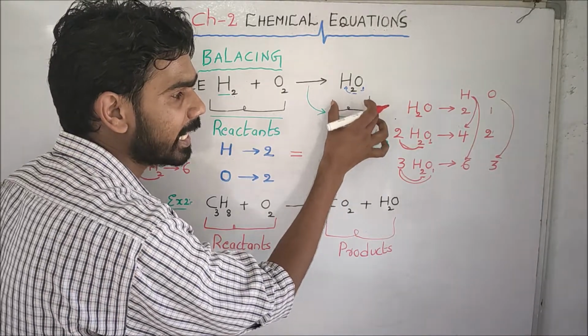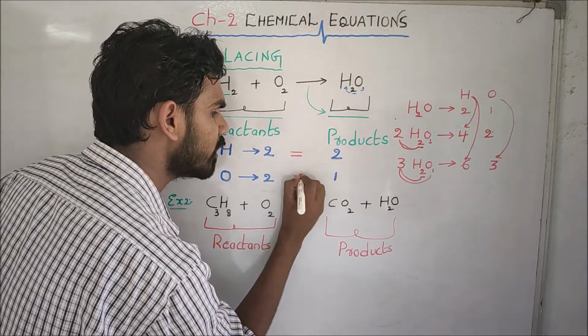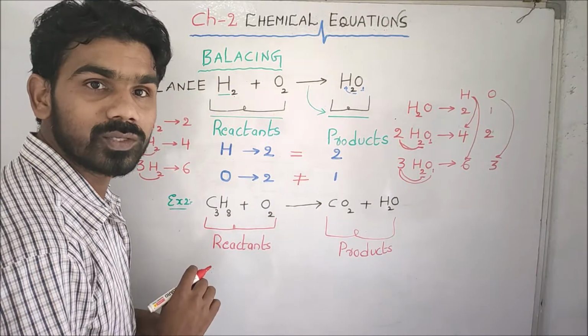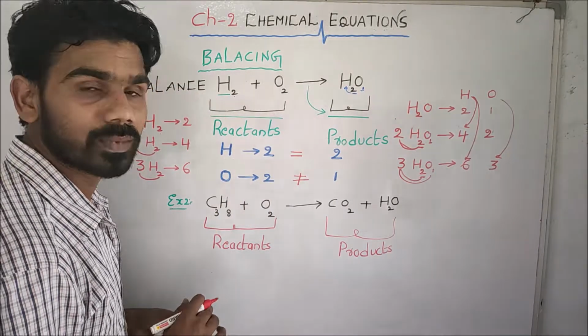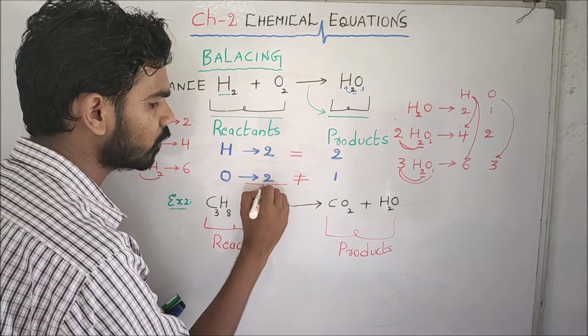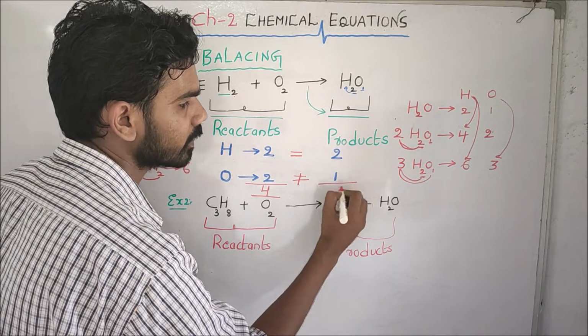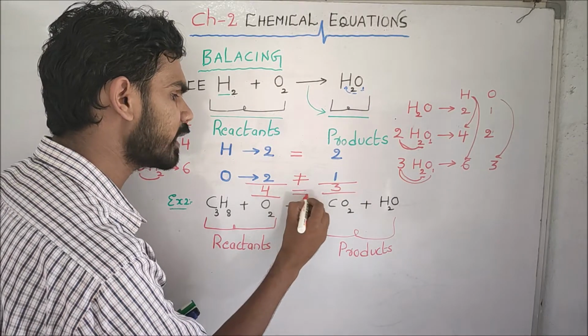Oxygens on the right hand side, or product side, how many are there? 1. 2 is not equal to 1. So what is happening? They are not equal, so it is unbalanced. And in total on the left hand side, how many atoms are there? 4 atoms are there. On the right, 3 atoms are there. So 4 is not equal to 3.